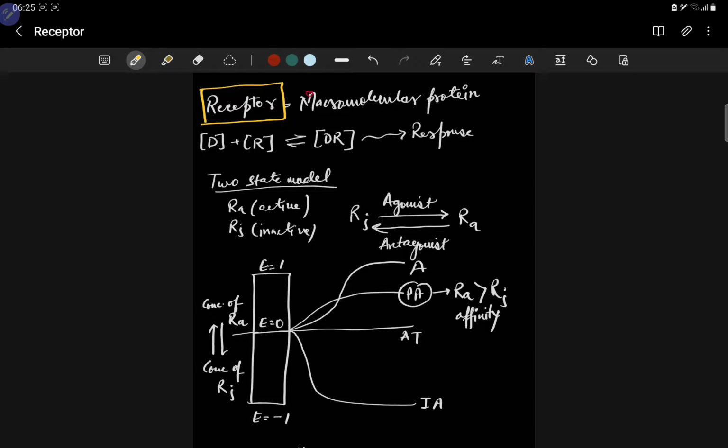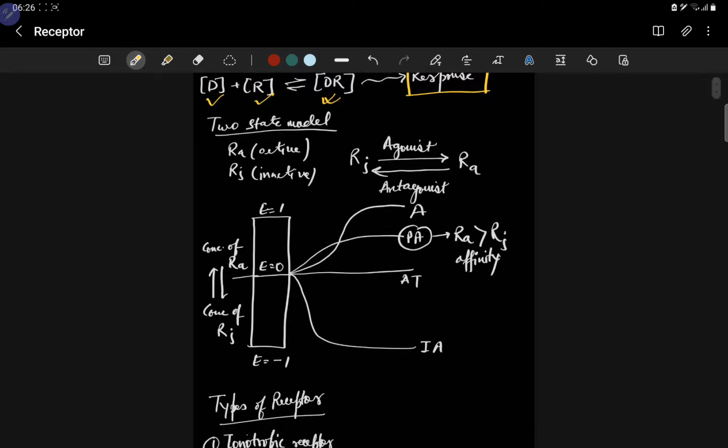So it is basically a macromolecular protein. This term is very important: macromolecular protein. Where it is present and how it acts is there in the definition. So basically, a receptor is a macromolecular protein. Now the drug and receptor bind to form a drug-receptor complex, which after that forms a response. This is very important.